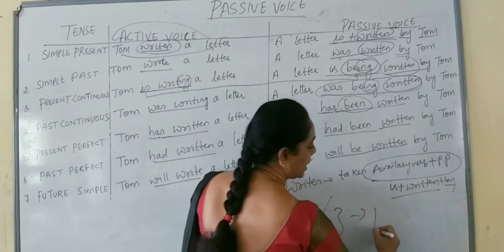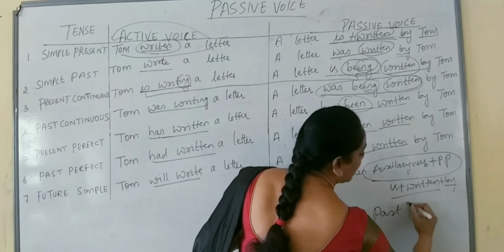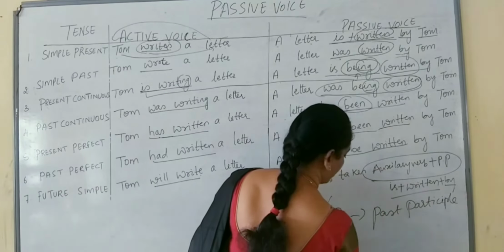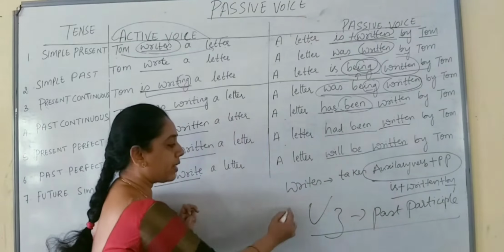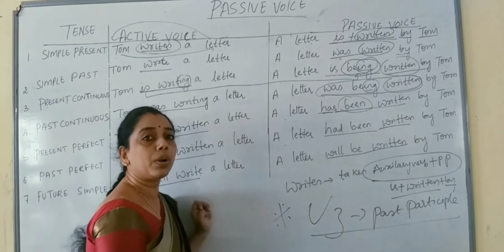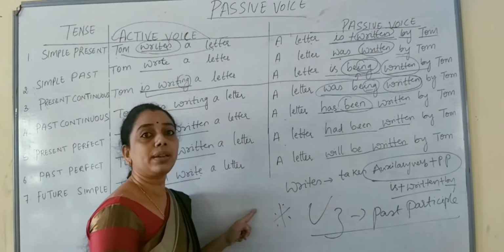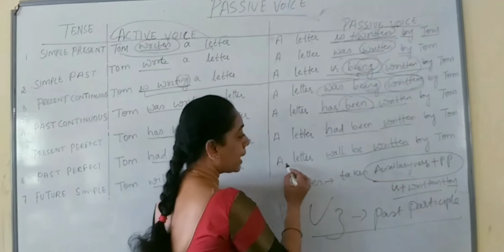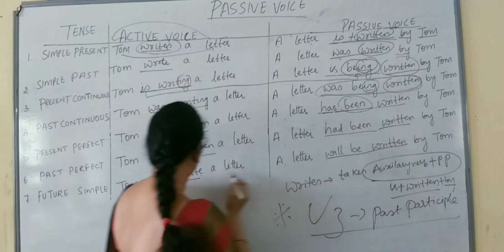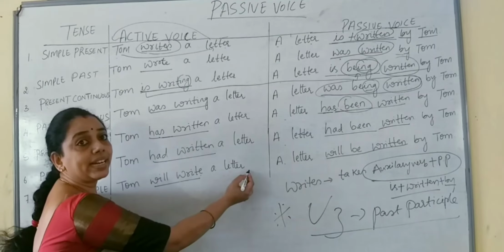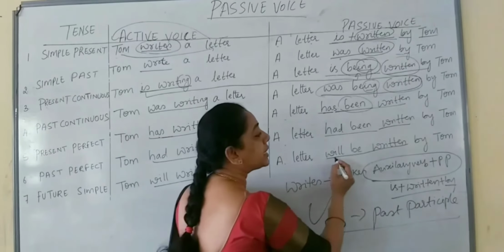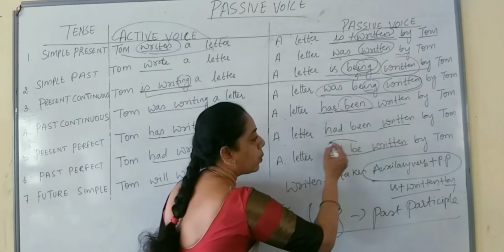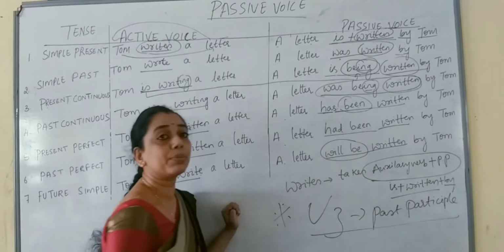What is V3? Past participle. This is what you have to remember, very very important. The main verb has to be in V3 form, that is past participle form. So now, a letter will be written. Tom will write a letter changes to a letter will be written by Tom. Okay, this is what you change when it comes to will.